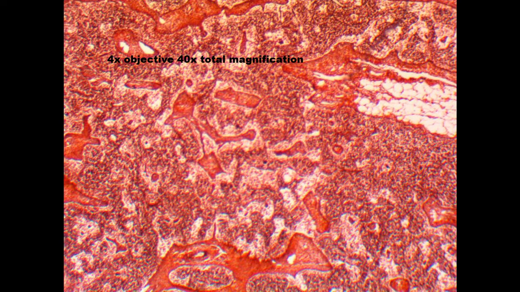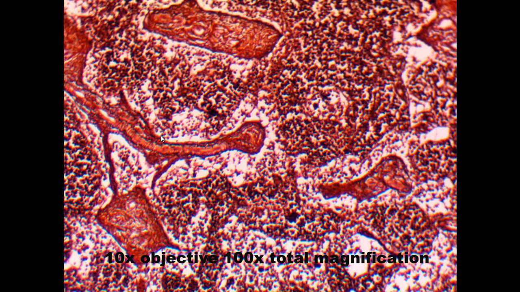The first one we're going to look at, using the 4x objective for a 40 times total magnification, doesn't show us a whole lot. We can see that we are in some kind of lymphatic tissue, and if you look really closely you can see some branching fibers. Branching fibers are the best indicator of reticular tissue, but we're going to have to be at a higher magnification to really see this well. So let's go to the 10 objective.